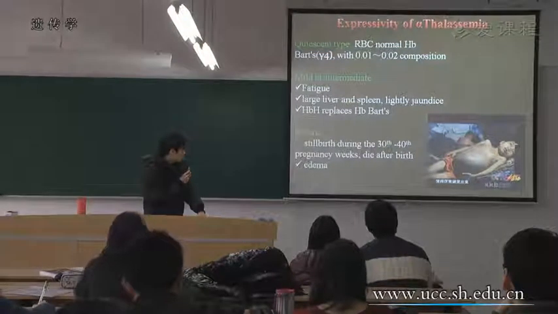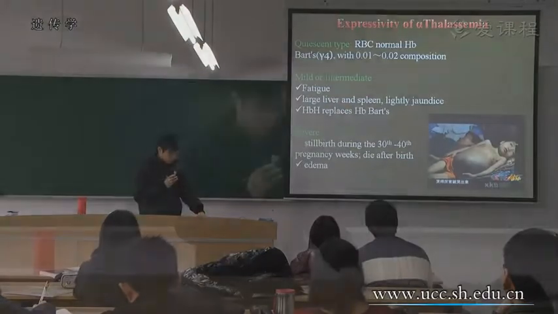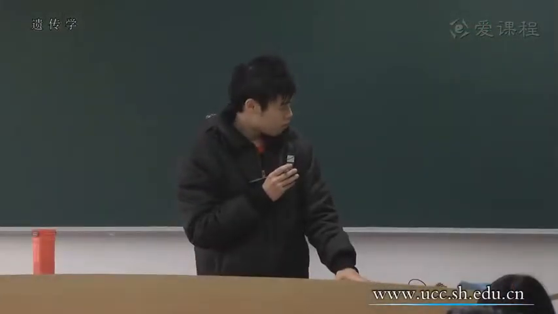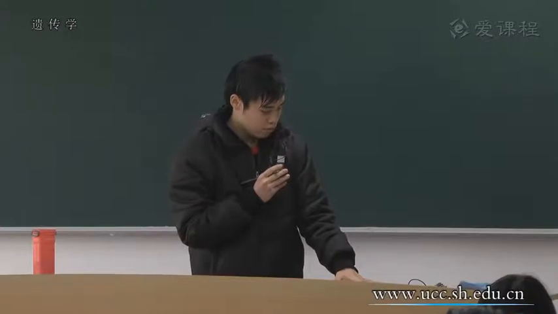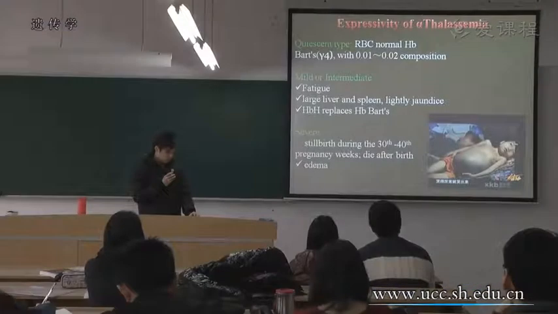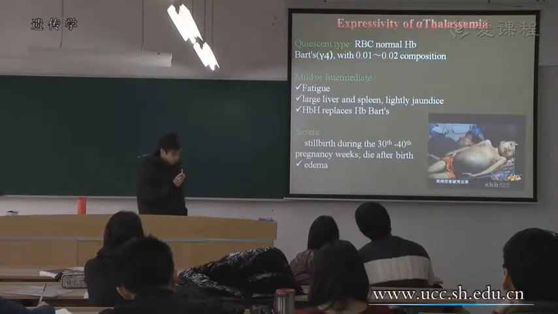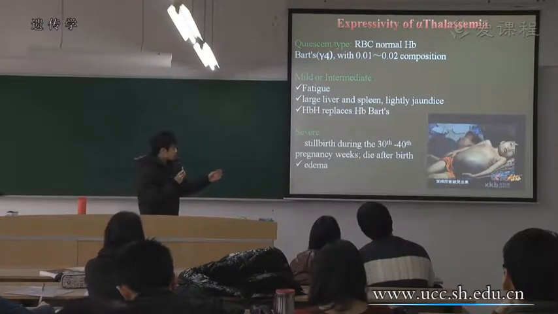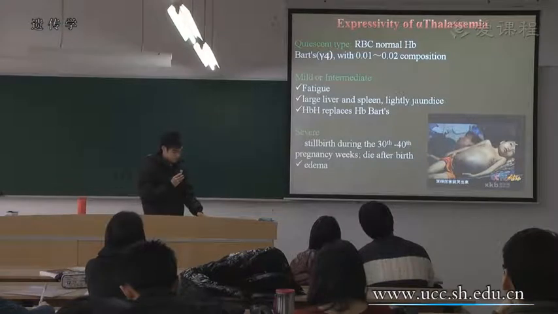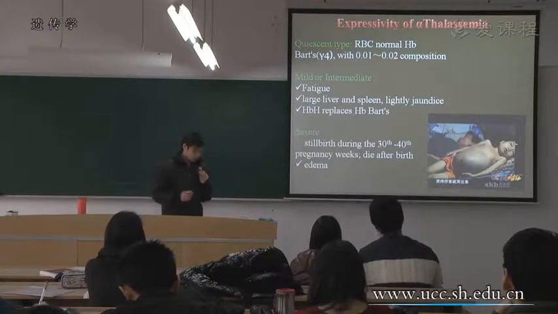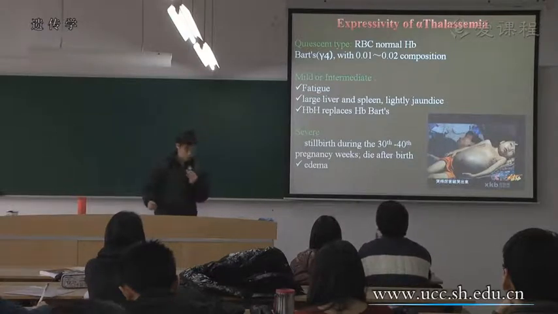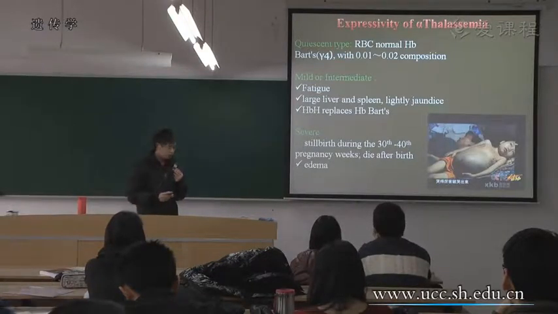And for the severe one, the fetus dies between 30 and 40 weeks of pregnancy, or dies half an hour after birth. It is similar to the severe form of beta thalassemia that I will introduce later on. One of the main characteristics of severe alpha thalassemia is that hemoglobin Bart's is prominent, but there is no hemoglobin A, A2, or F, which is the most common type found in adults.